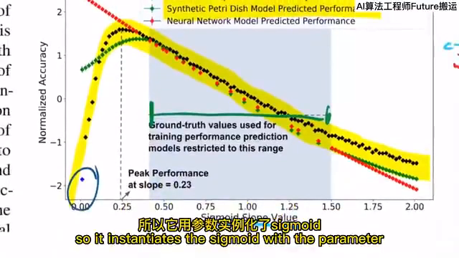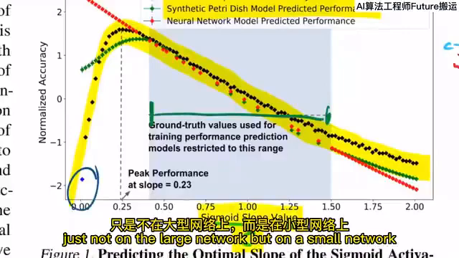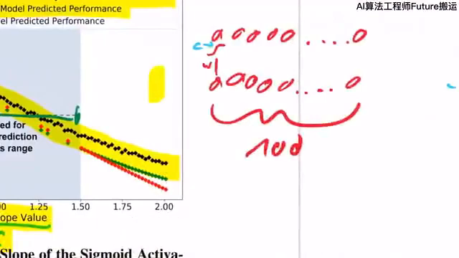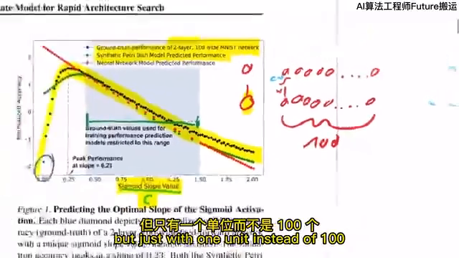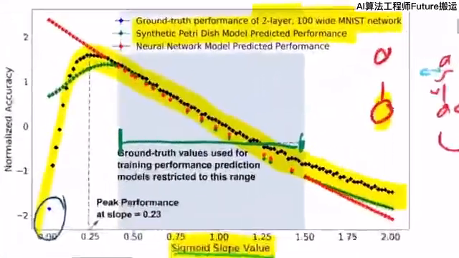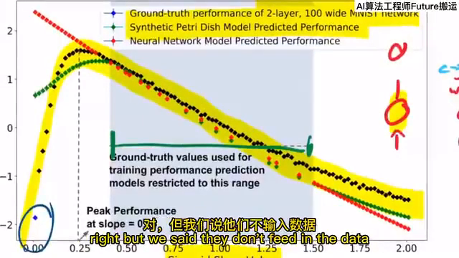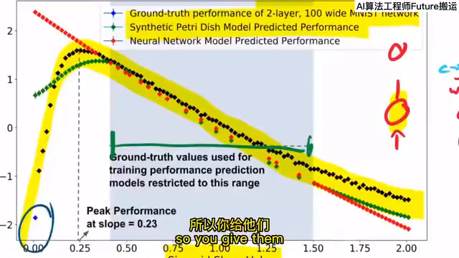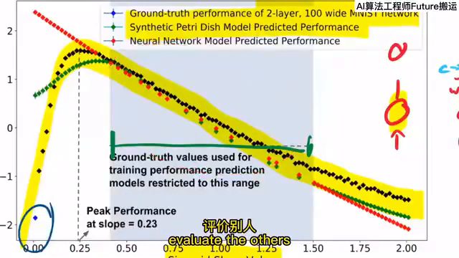So it instantiates the sigmoid with the parameter c that you give it, just not on the large network, but on a small network. In fact, their network is just one unit, and then another unit. So it's just a two hidden layer network, but with one unit instead of 100. And of course, you can't feed in MNIST right here. But we said they don't feed in the data. They actually feed in their synthetic data that they learn. So you give them the points here, and they learn the synthetic data to evaluate the others.